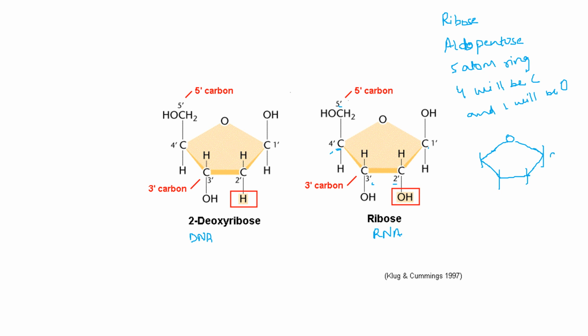This is C1. Again, it can have an alpha or beta configuration. And this is C2. The linear structure of ribose is like this. It is an aldopentose: first, second, third, fourth, and fifth. All the OH groups are on this side, so it is a D-ribose.